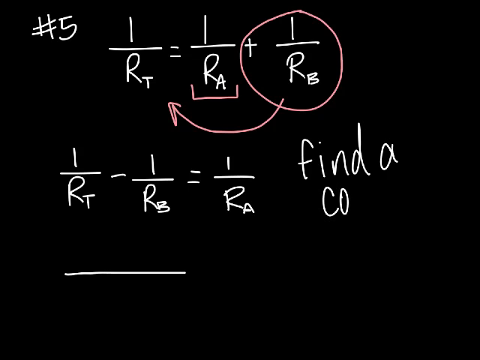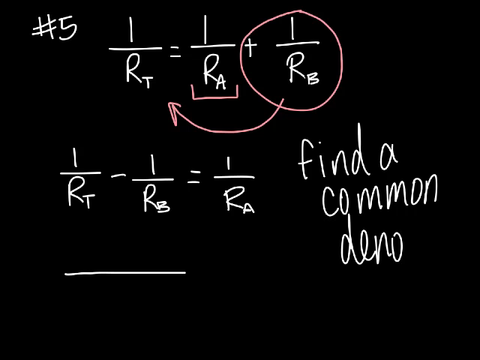Have you done that before? Vaguely, long time ago maybe? Kind of ran out of room there. So find a common denominator. Since we don't know what numbers go in for those, we're just going to multiply those 2 terms together. So in the denominator, we're just going to multiply the RT and the RB together.